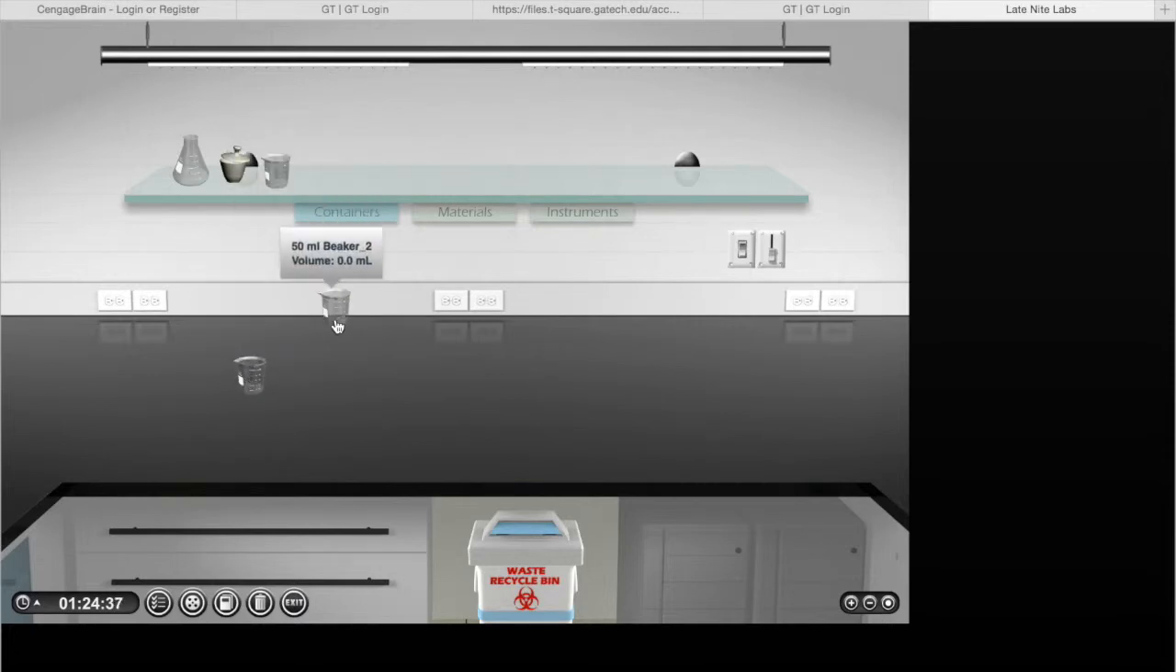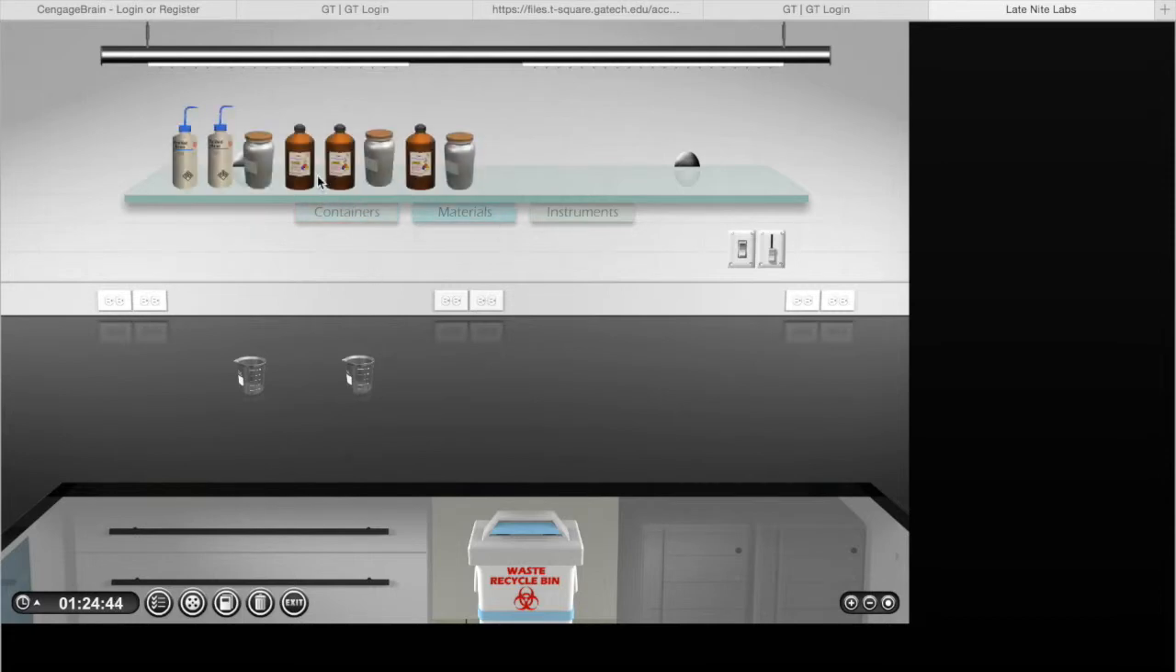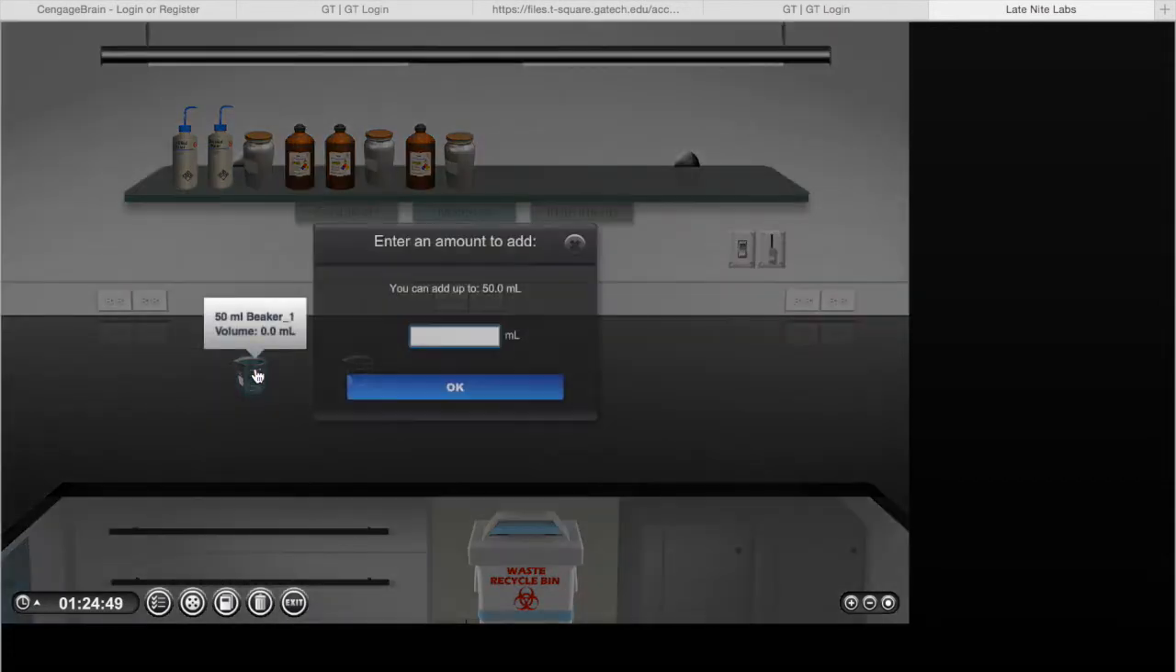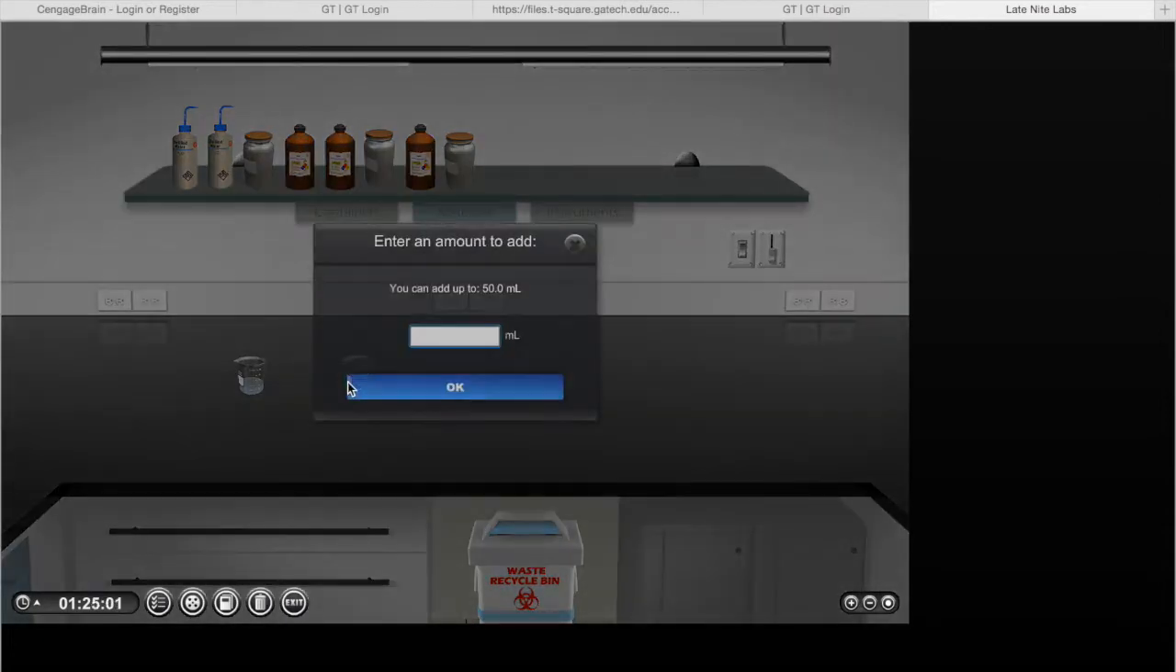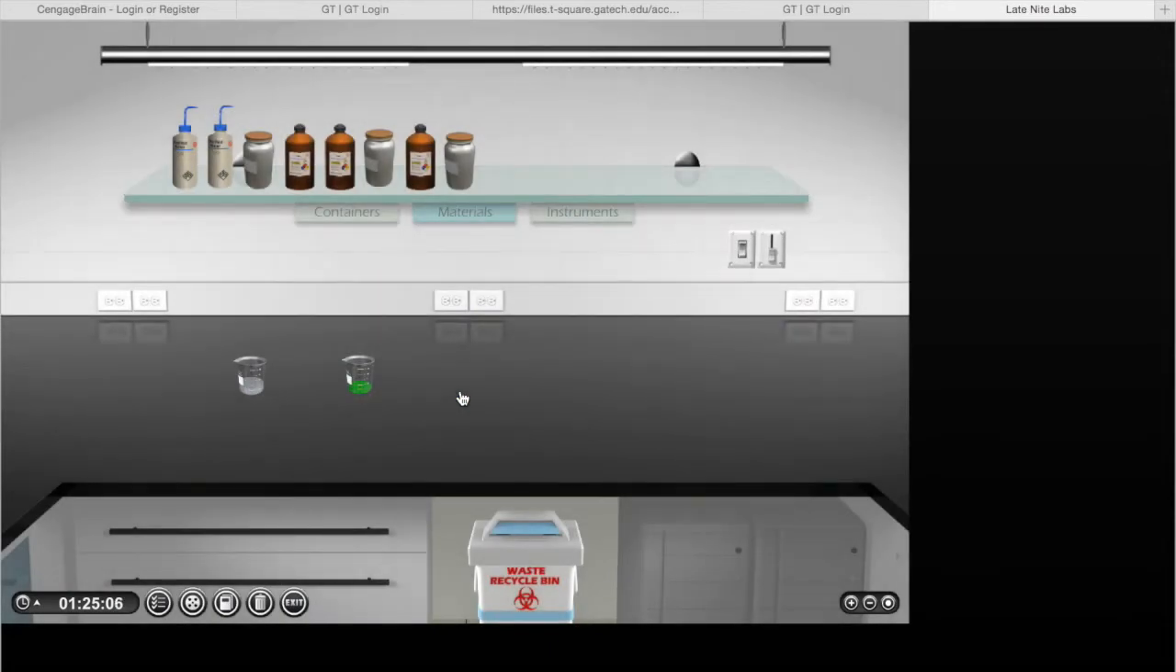We will begin the experiment by obtaining two 50 milliliter beakers from the container shelf and placing them on the workbench. After retrieving the 50 milliliter beakers, we will add 15 milliliters of 1 molar sodium hydroxide to one of the beakers. After measuring the first reactant, we will add 6 milliliters of nickel(II) chloride solution to the second empty beaker. It is observed that the solution of sodium hydroxide is clear, while the nickel(II) chloride solution is green.